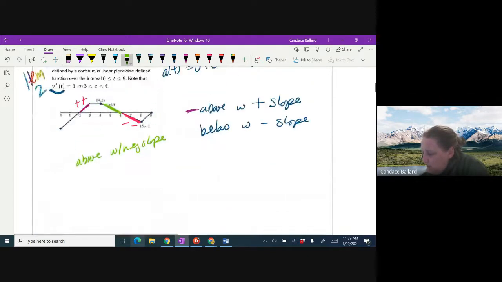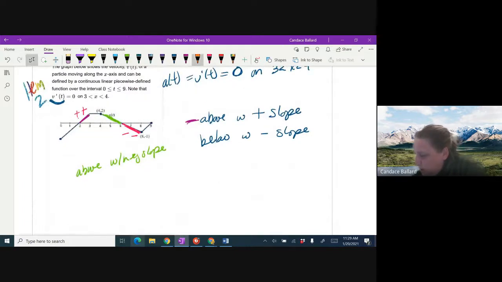Decreasing, so it's also decreasing. So let's look at where it's also. Now I'm going to do, let me pick a different color, orange. We could be below with a positive slope. Okay, so below with positive slope, it looks like I've got two places where that's happening. So between 0 and 2 and 8 and 9.